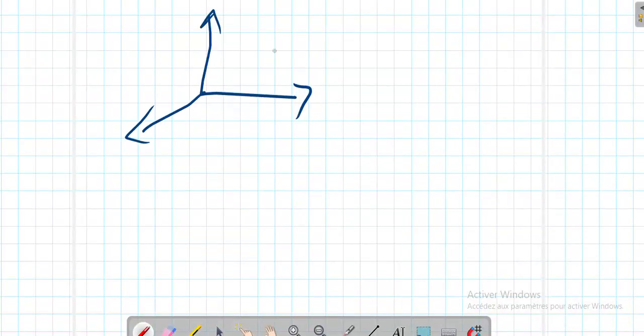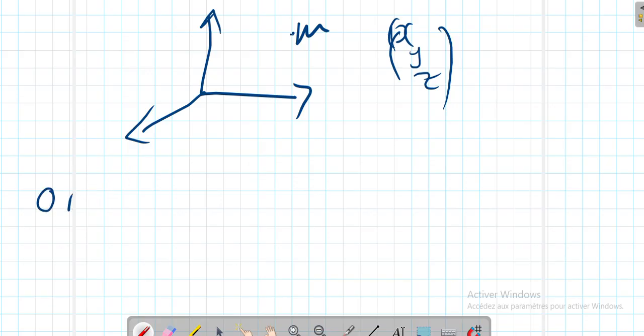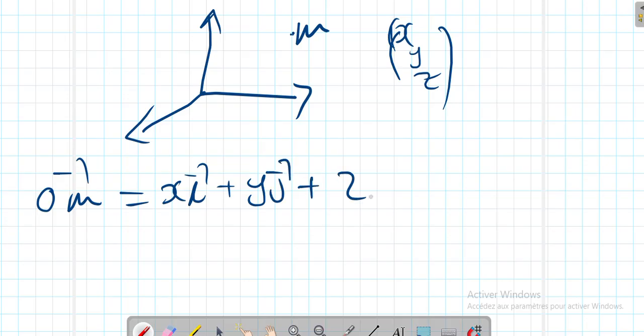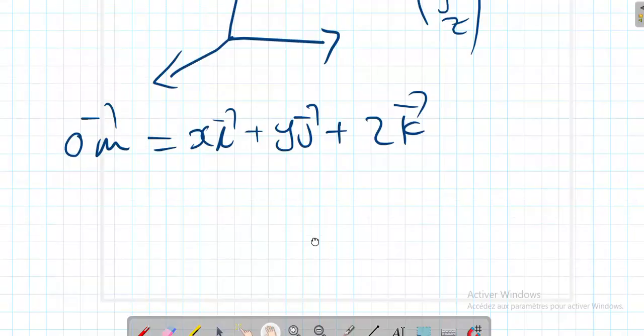This is the next thing. The point M. This is how we locate the point M. We use the coordinates x, y, z. But here you have to get used to writing x in the direction of E plus y in the direction of G plus z in the direction of K. This is how you locate the point M in space, in the Cartesian coordinate system.